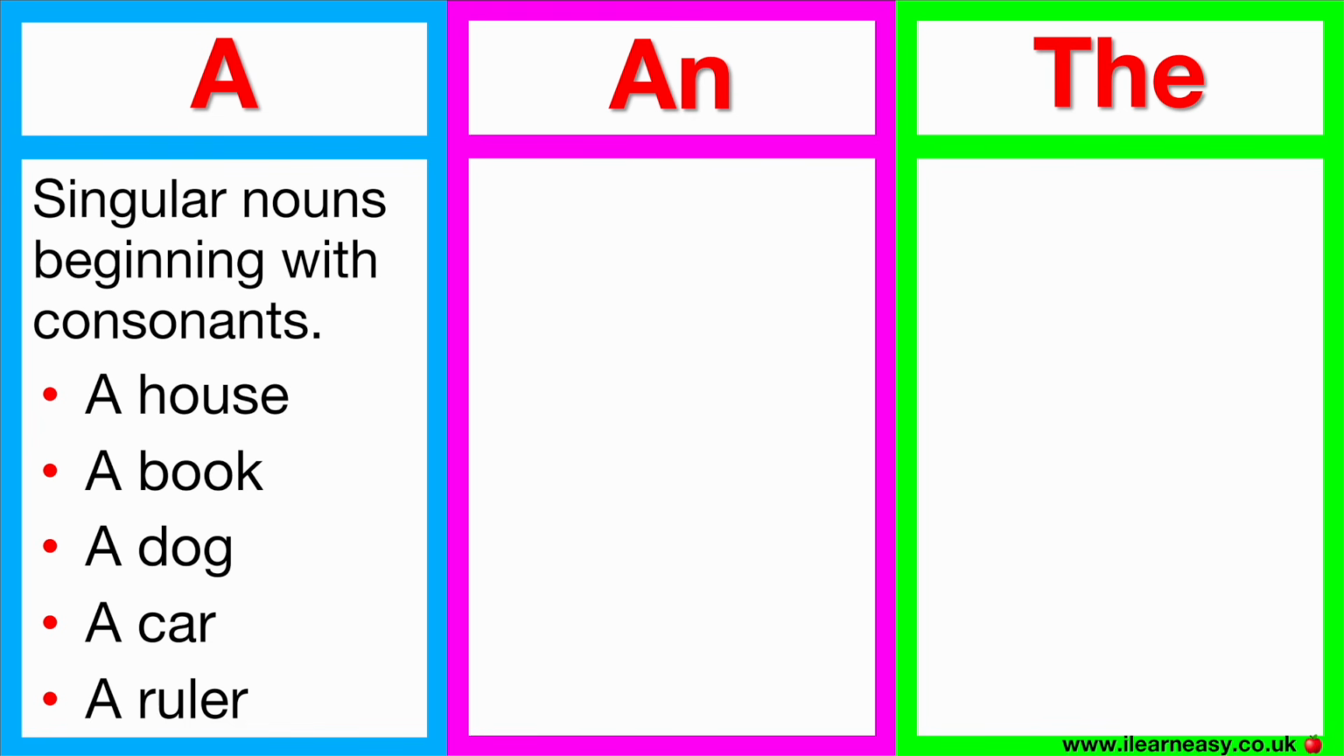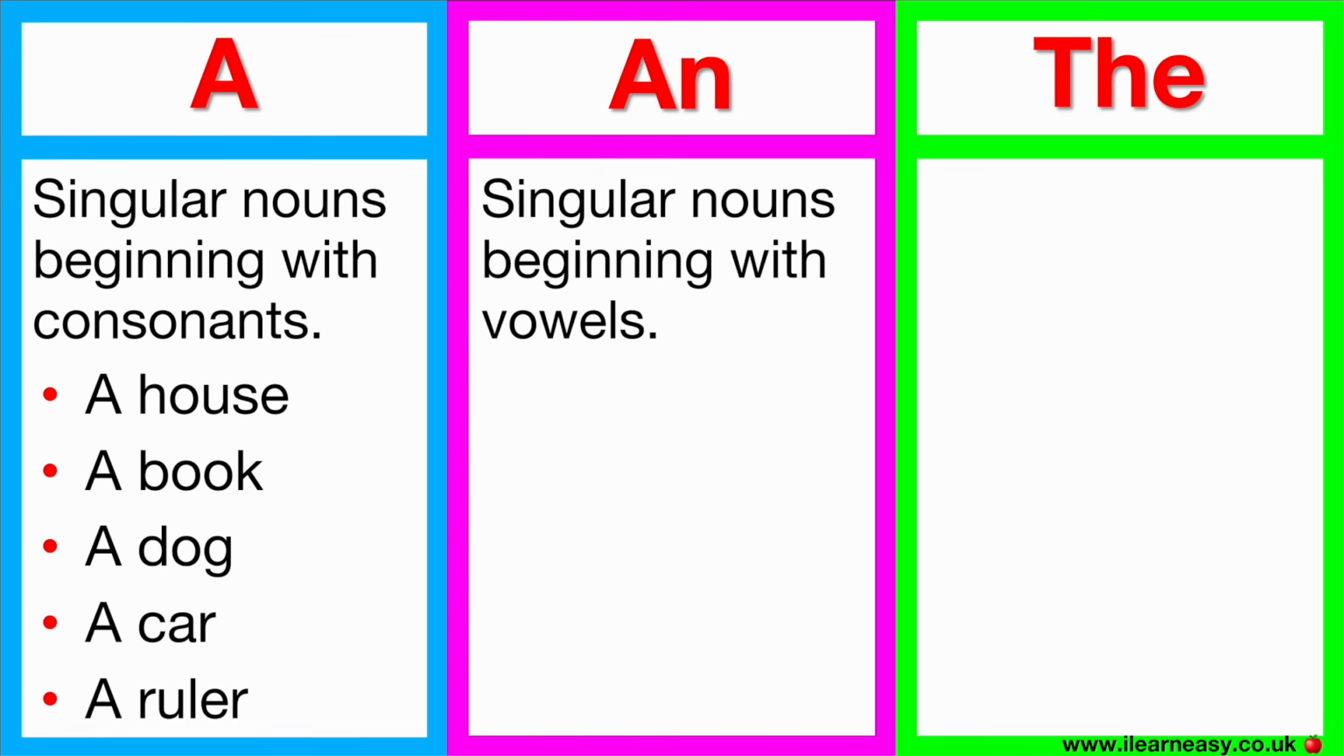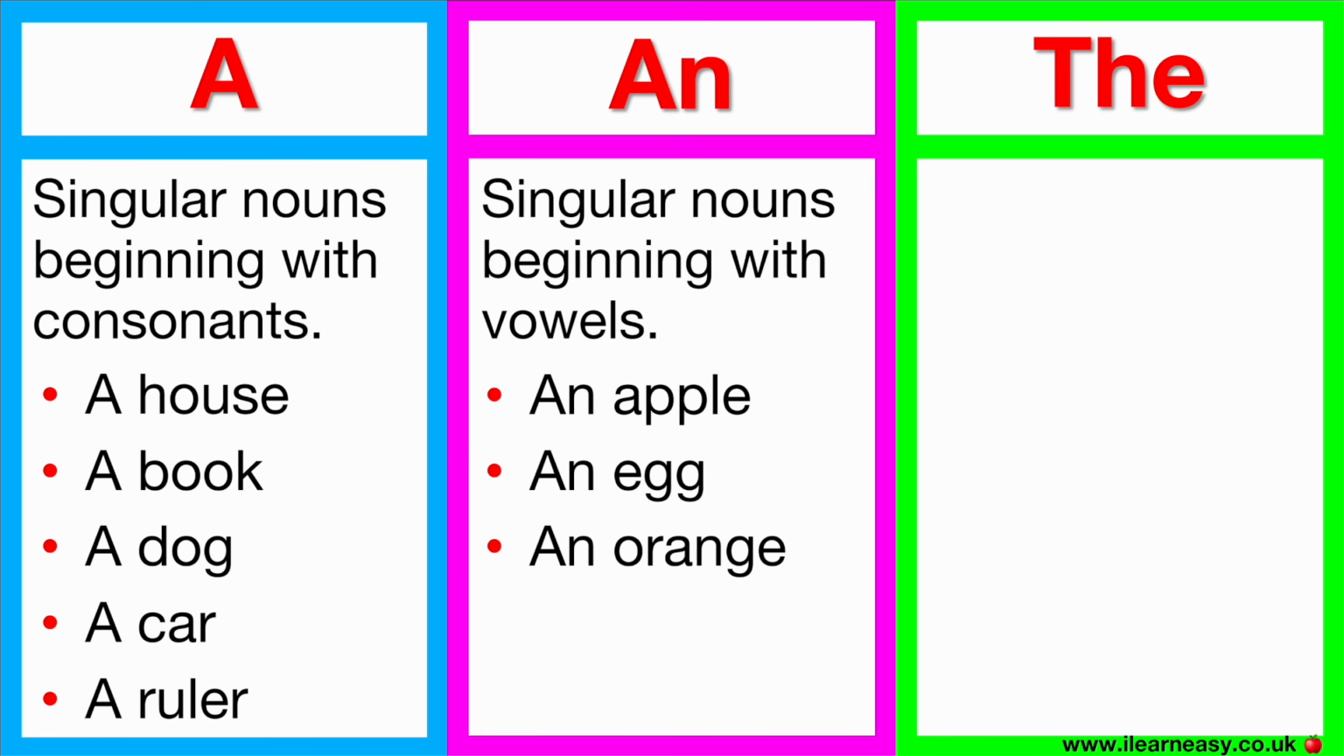The indefinite article an is used before singular nouns beginning with vowels. For example, an apple, an egg, an orange, an insect, an hour. All of these nouns begin with vowel sounds. Remember, both a and an refer to general nouns.